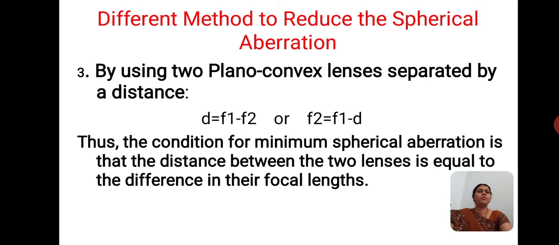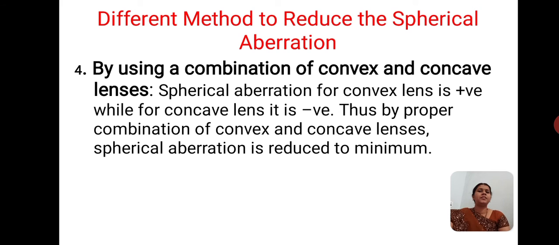Now we will move to another point, that is the fourth method, another method where we can reduce spherical aberration. That is by using a combination of convex and concave lenses. Now we are using both concave and convex lenses. In the previous class I explained this and showed the image of convex and concave lenses also. You can go through those images.